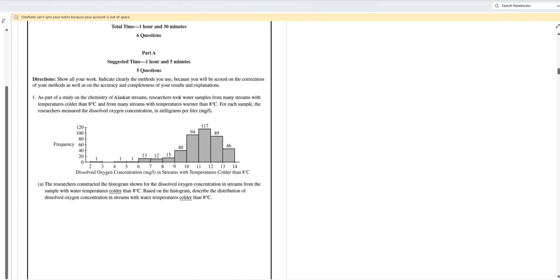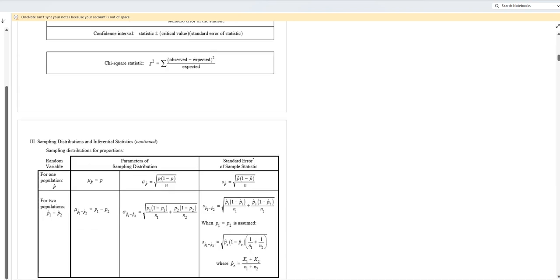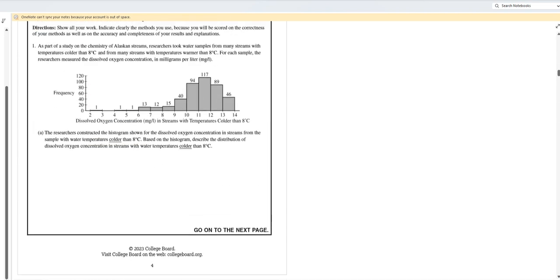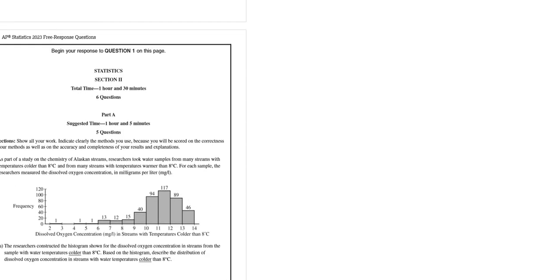Hello dear students, today we are solving the AP statistics question paper. Here the formulas have been given, so we'll directly jump into the questions. Let's see what the first question has to offer us.